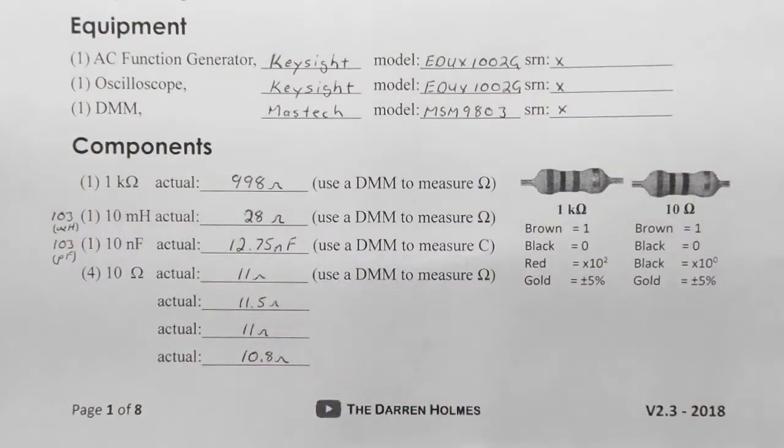So filling in my equipment, you can see the AC function generator and the oscilloscope are both the KEYSIGHT EDUX 1002G. And you'll notice I'm not going to fill in the serial numbers. They're too hard to find and they're not important for this particular lab. My DMM is the Mastech MS8903.